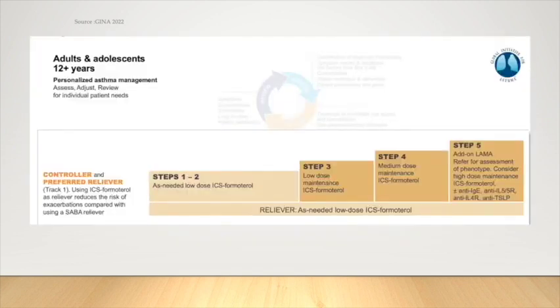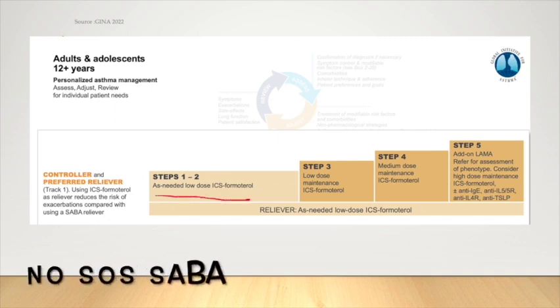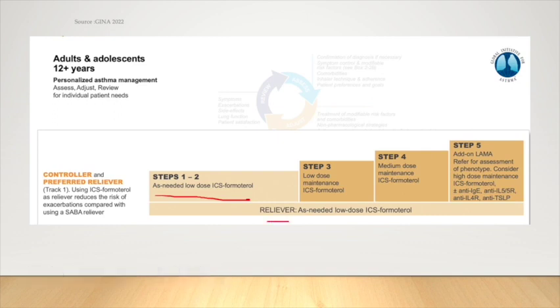In adults and adolescents, preferred track, controller, preferred reliever will be ICS formoterol. Step 1, step 2, no more SABA, only as needed low dose ICS formoterol as controller and reliever. Step 3, low dose maintenance instead of as needed, maintenance ICS formoterol.